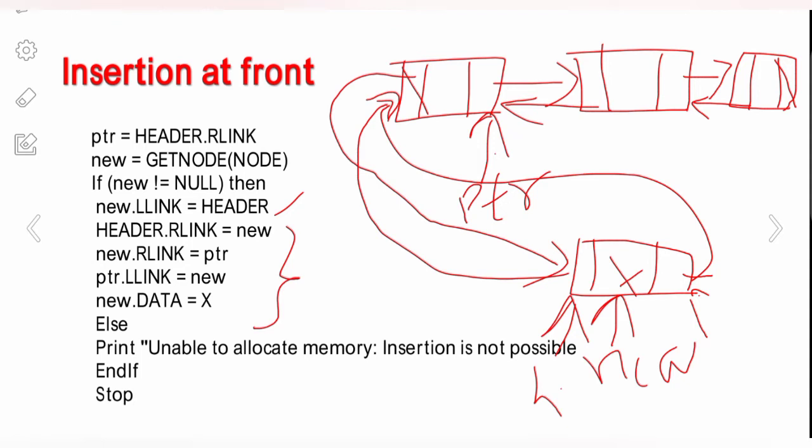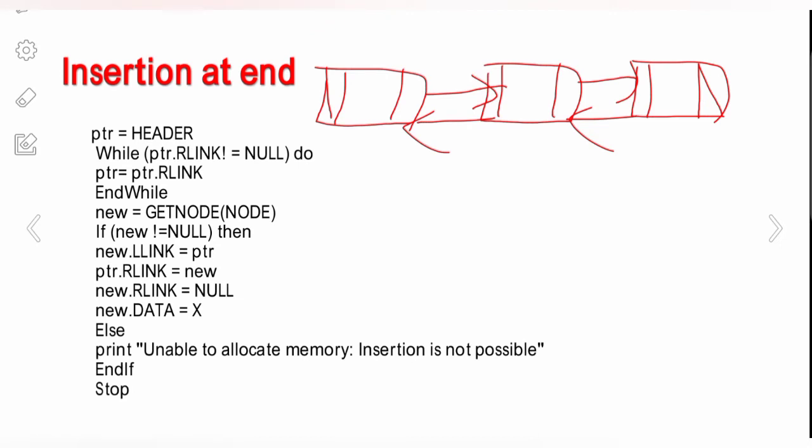Okay, so if the new node is equal to null, then we are going to print that unable to allocate the memory for inserting a new node. Okay, so next one is the insertion at the end of the given linked list. So this is the linked list with the 3 nodes. Here this is the starting node, the header node.